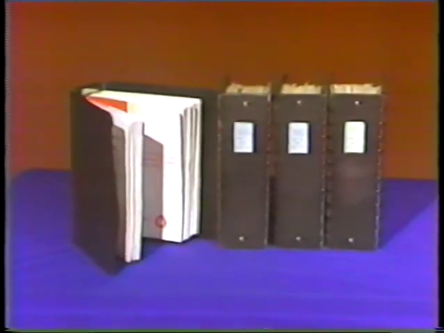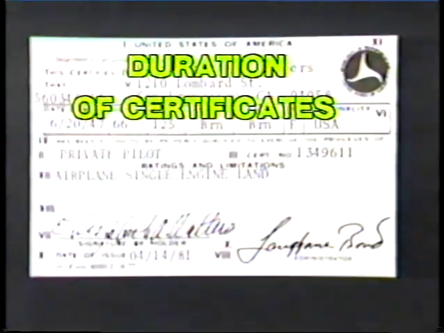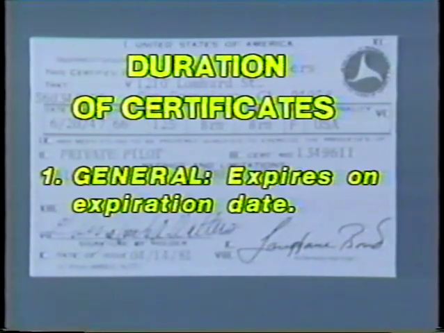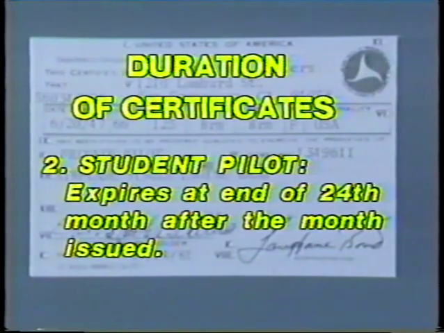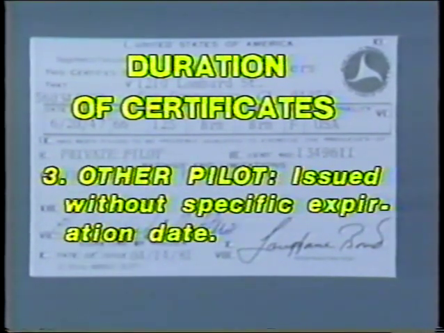or rating is denied. Part 61.19 deals with duration of pilot and flight instructor certificates. The holder of a certificate with an expiration date may not after that date exercise the privileges of that certificate. Student pilot certificate. A student pilot certificate expires at the end of the 24th month after the month in which it is issued. Other pilot certificates. Any pilot certificate issued under this part is issued without a specific expiration date.